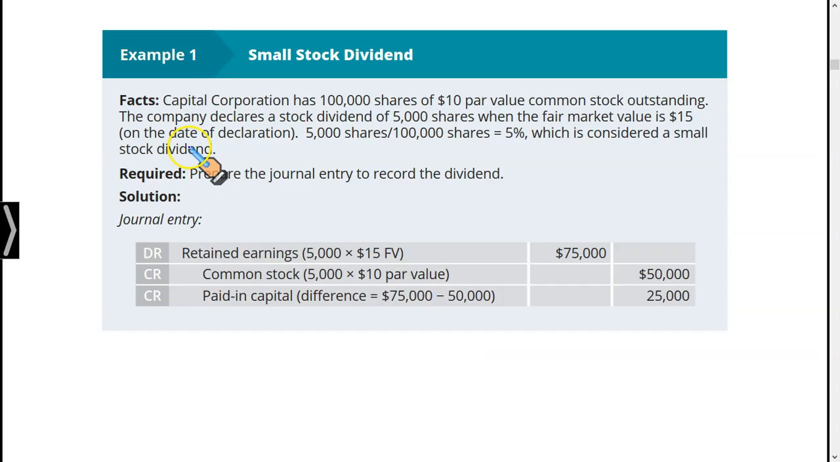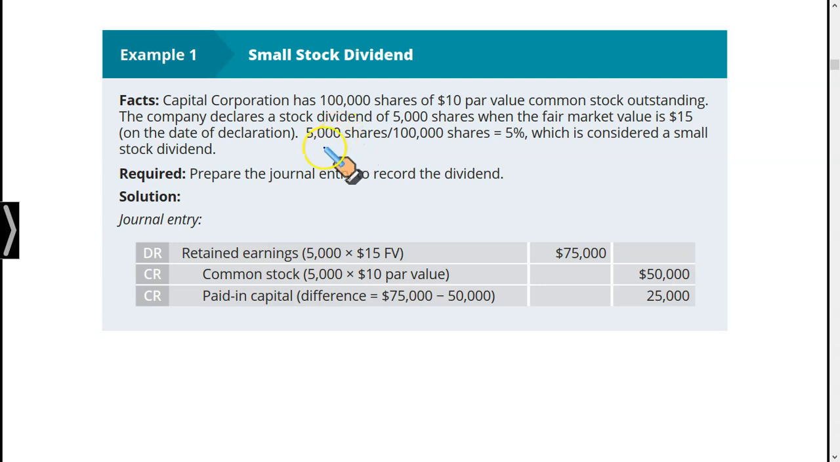Let me show you how. Capital Corporation has 100,000 shares of $10 par value common stock outstanding. The company declares a stock dividend of 5,000 shares, which is clearly 5%, when the fair market value was $15 on the date of declaration. So 5,000 shares being offered is what percentage of the existing outstanding stock? 5%. So it's clearly less than 20 to 25% of the existing shares, and this is clearly considered a small stock dividend.